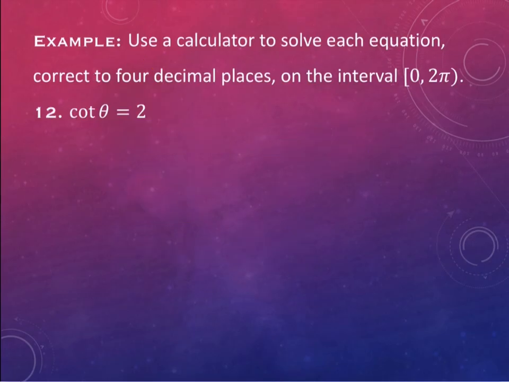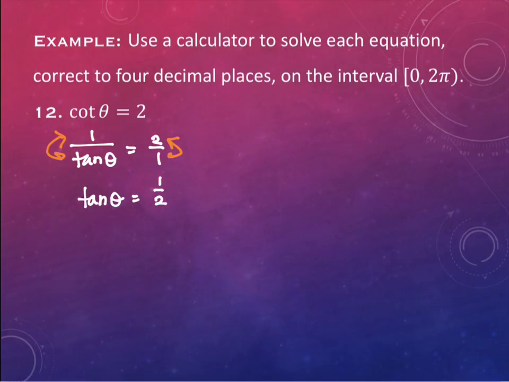Let's try one more. This one wants cotangent of theta equals 2. And our calculator doesn't have an inverse cotangent button. So what that means is that I need to turn this into tangent. So if I write this as 1 over tangent of theta is equal to 2, that's fine. I'm going to write this as 2 over 1. But I'm actually able to flip these both upside down so that the tangent is not on the bottom. So I will change this to say tangent of theta is equal to 1 over 2.